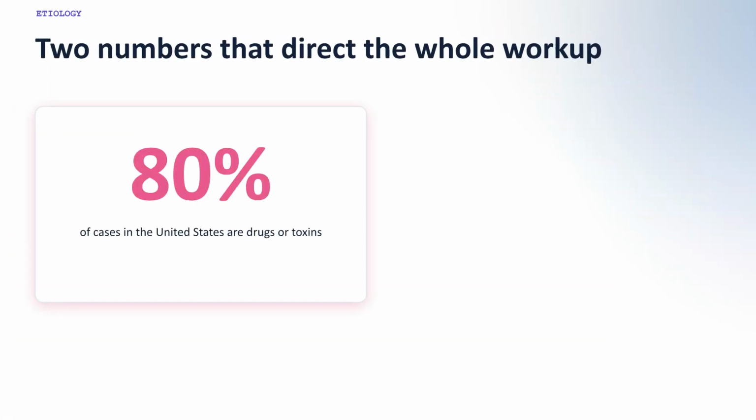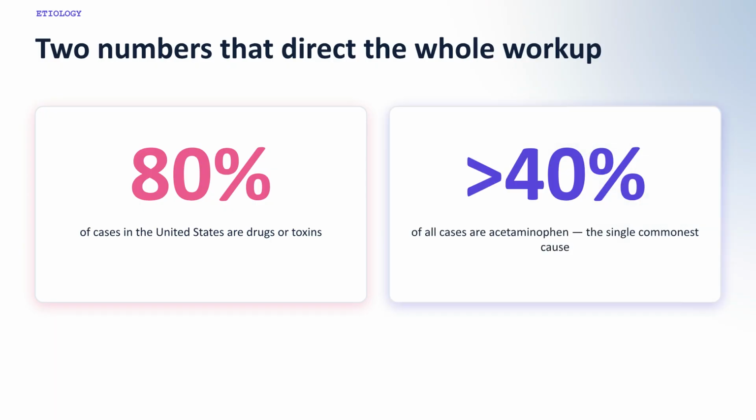Now the causes. And this is one of those lists where the first line does most of the work. If you remember nothing else from this section, remember that the great majority of acute liver failure in the United States is caused by something the patient swallowed. Nearly 80% of acute liver failure in the United States is drugs or toxins. And acetaminophen alone accounts for more than 40% of all cases. That is the single commonest cause by a wide margin, which tells you where to start in every patient, an acetaminophen level, and a proper medication history that includes over-the-counter drugs, herbal preparations, and anything a friend or relative supplied, not just the prescription list.